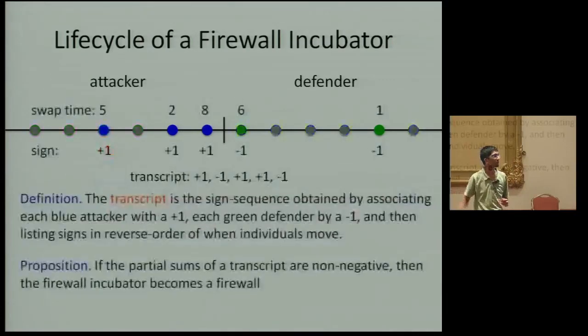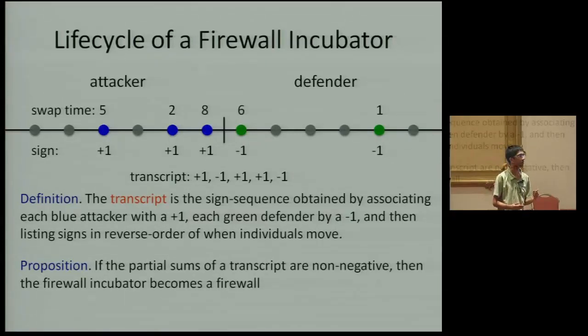And so we're going to formalize this and actually say it in a way that helps us. We're going to define something called a transcript. Again, as before, we map a blue individual, this time only the ones in the attacker, to a +1, and the green individuals in the defender to a -1. And we list their signs in the reverse order that they swap, so that if the partial sums of a transcript are all non-negative, then the incubator will become a firewall.